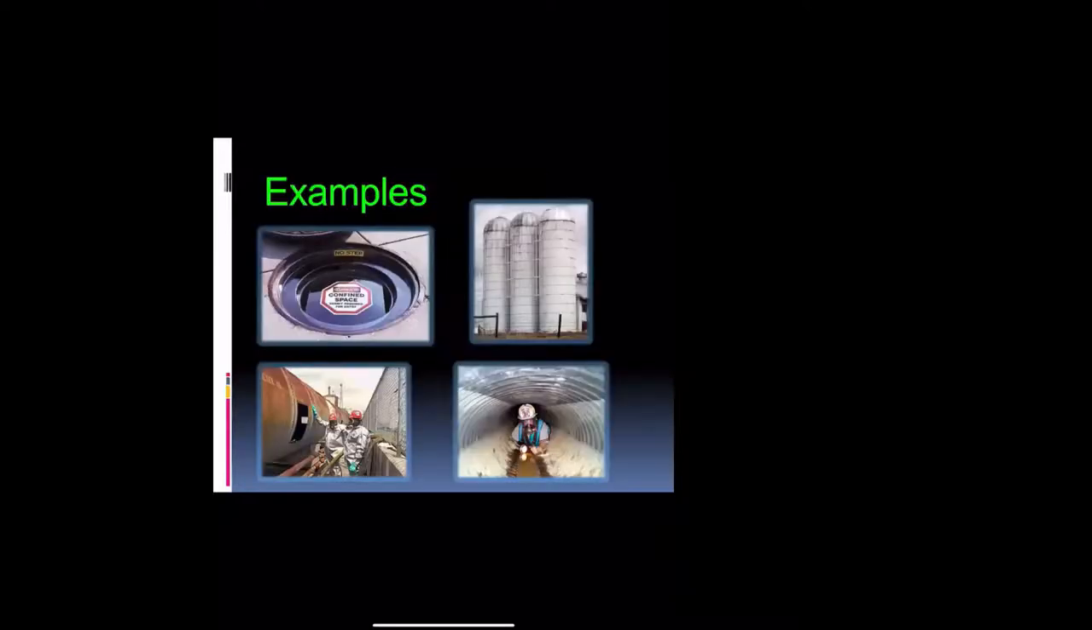Okay, so here are some examples of permit required confined spaces. You see a manhole on the top left, you got some silos. You got some rusted pipe, some sewer lines, water lines, things like that. Now, rust is a chemical reaction that actually absorbs the oxygen out of the air, making it deficient. And that's where it becomes dangerous. So yes, the rust can be dangerous, especially if there is no free-flowing air.